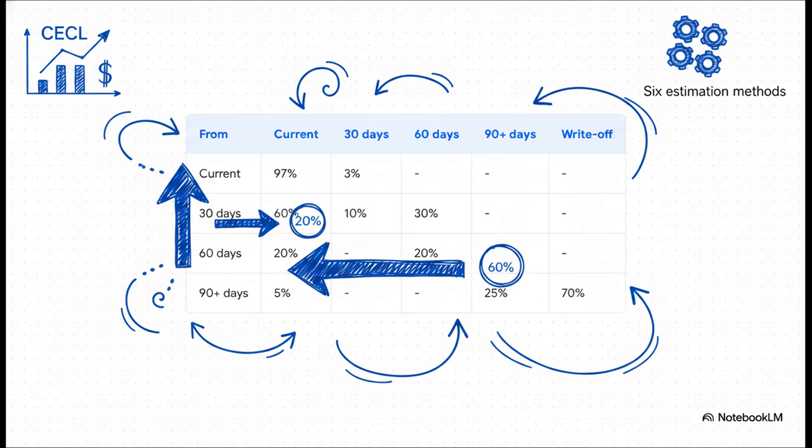Take a look at the 60 days past due row. Historically, 20% of these accounts cure and go back to current. Another 20% stay at 60 days, and a massive 60% roll into the 90-plus days past due category. You're basically drawing a map of the historical pathways an asset can take.